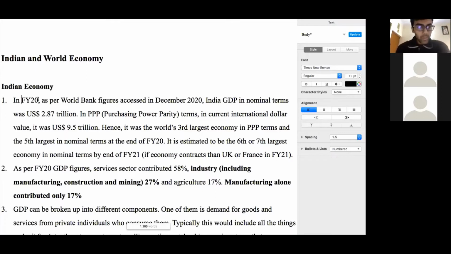FY21. So in FY20, as per World Bank figures accessed in December 2020, so according to the latest World Bank figures, which were accessed in 2020, and then they were published by different media, and you can always go to the World Bank website and search for these figures yourself.